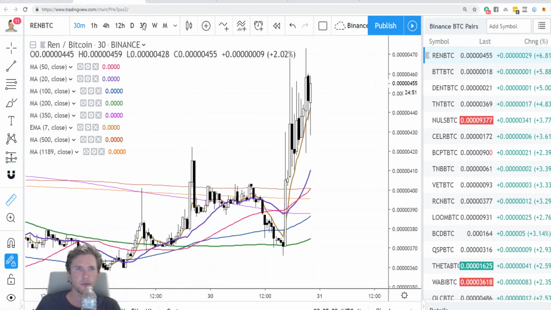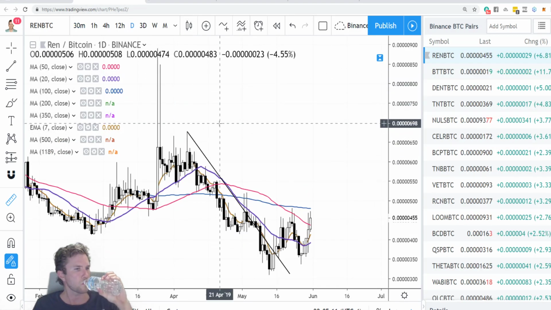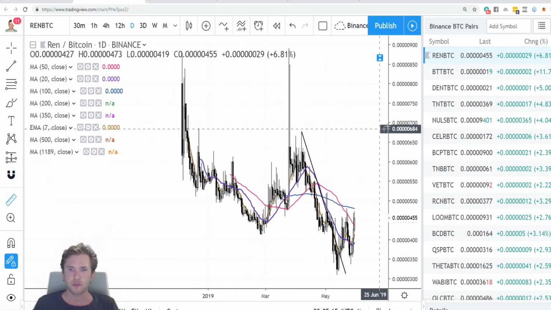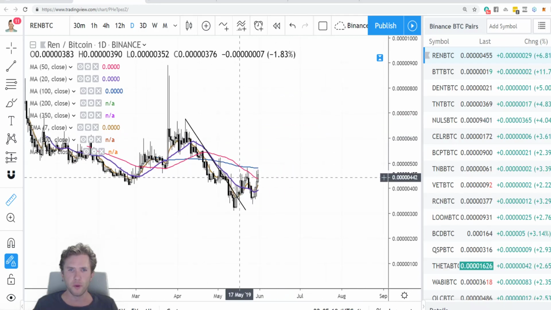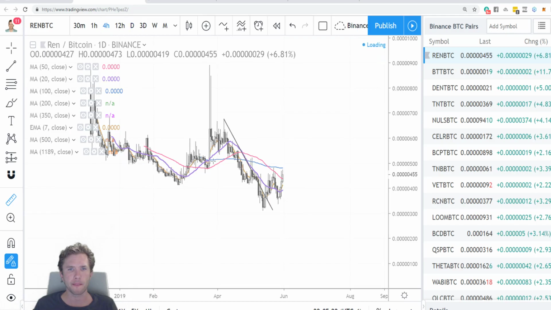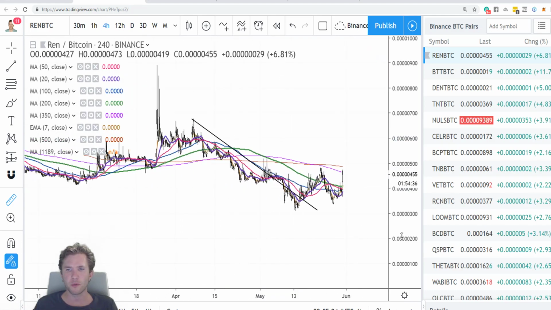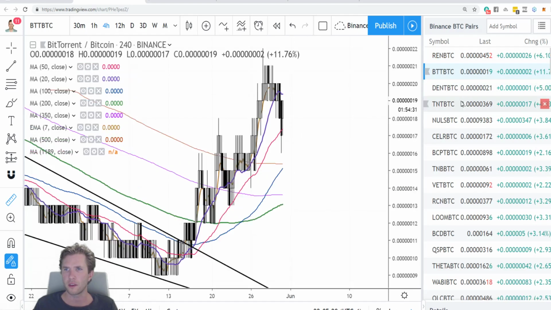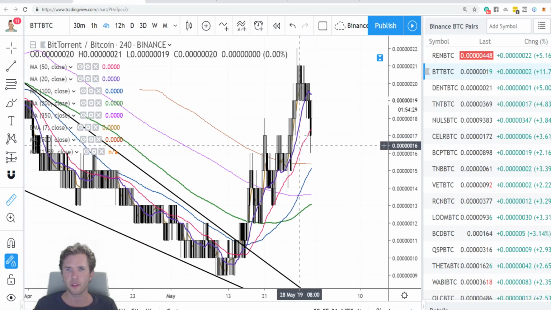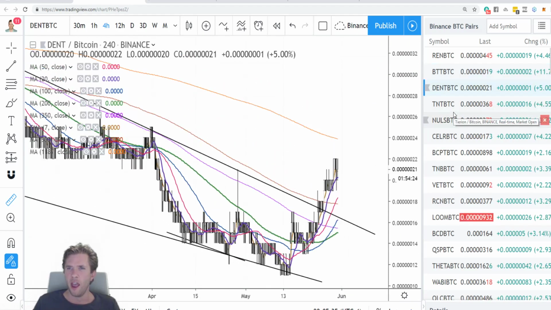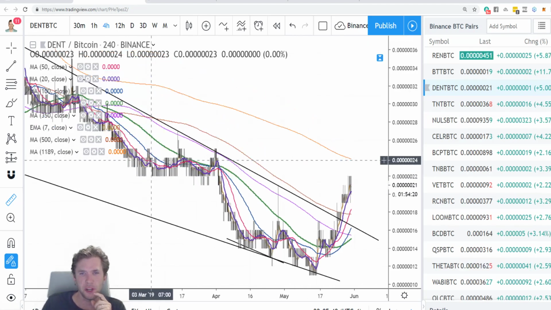Ren, let's see. Ren's been a weird one. It printed a little bit of a higher low. I don't really want to be in too many alts with the market doing what it's doing. BTT holding the 50 MA for now. Den's moving pretty good.